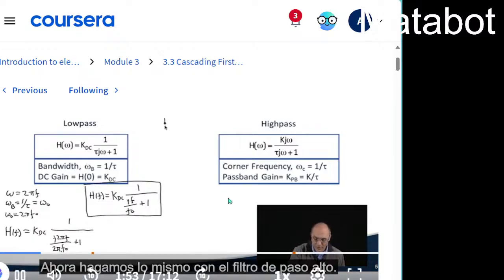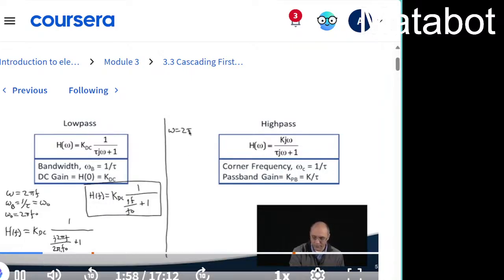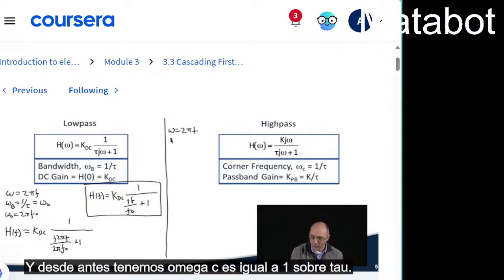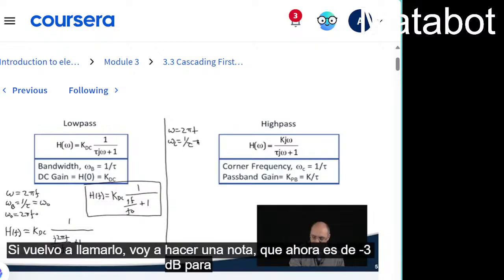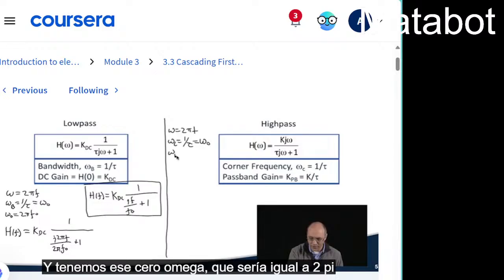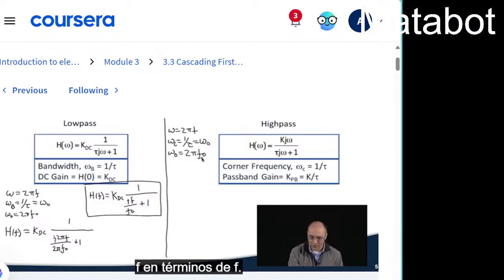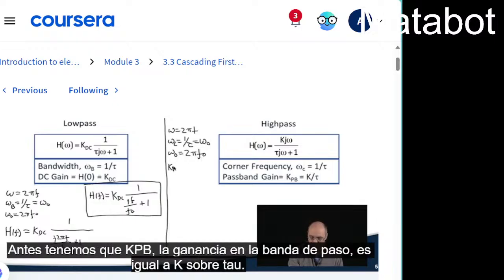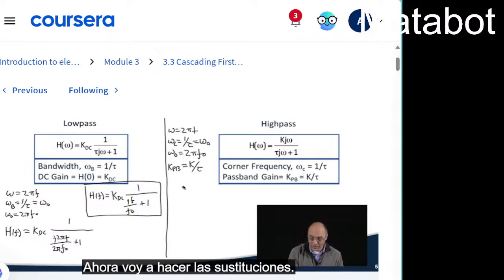Now let's do the same thing for the high-pass filter. We have again that omega is equal to 2 pi f, and from before we have omega c is equal to 1 over tau, and I'm going to call that again omega naught, which is now the minus 3 dB frequency for the high-pass filter. And we have that omega naught would be equal to 2 pi f naught, to put it in terms of f, and from before we have that K PB, the passband gain, is equal to K over tau. Now I'll make the substitutions.